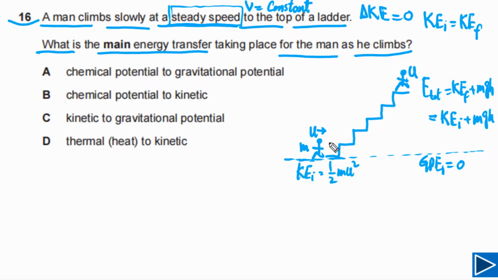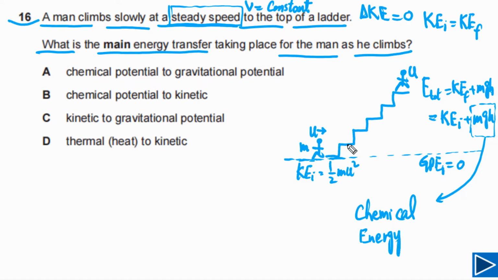Now if we compare energy of the person at the base and at the top, you can simply say that energy of the person has been increased. Means person has gained gravitational potential energy, but the kinetic energy is the same. So kinetic energy at the base and at top is the same, but gravitational potential energy of the person has been increased. So this increase in GPE is coming from chemical energy inside the body of the person.